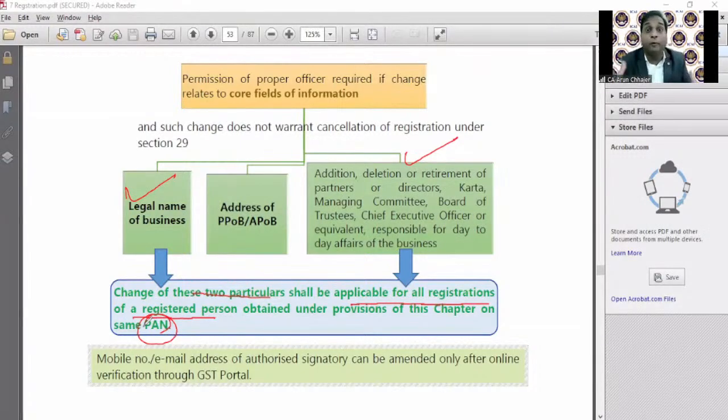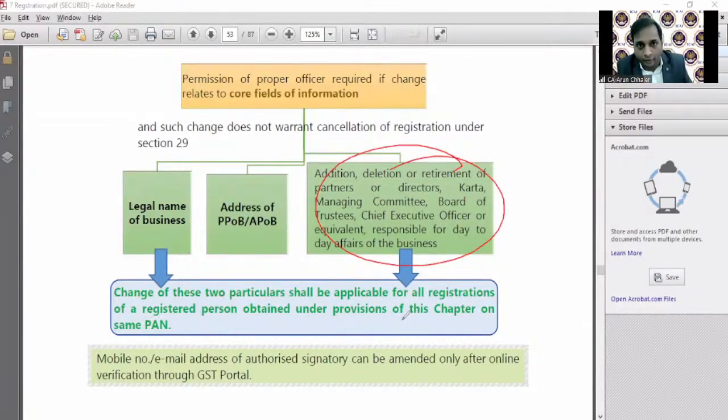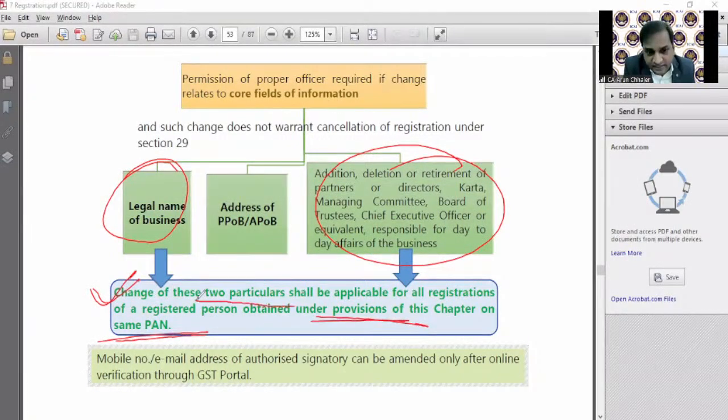Core means important, critical information. See, the legal name has been changed. Director, partner, promoter, etc. has been changed. These are the crucial information. So they are saying, yes, the proper officer will check and then it will be approved. If there is a change in the promoter, director, partner, or there is a legal name change, it will be applicable for all. The changes of these two particulars shall be applicable for all registrations of a registered person obtained under the provisions of this chapter on the same PAN.